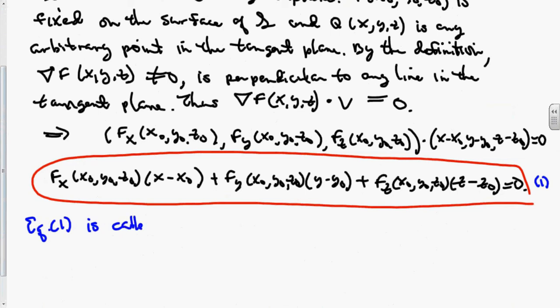Equation 1 is called the equation of the tangent plane. Now, what I'd better do is give you the symmetric equations of the normal line, because the problems in this section are one problem, but they ask two questions. From this equation, can you find, one, the equation of the tangent plane, and then can you find the symmetric equations of the normal line? So let me show you how we establish and find the symmetric equations of the normal line.